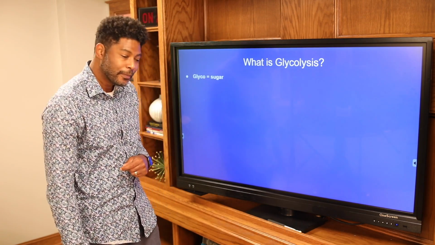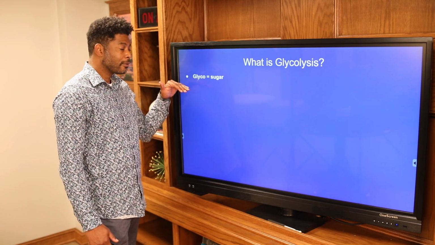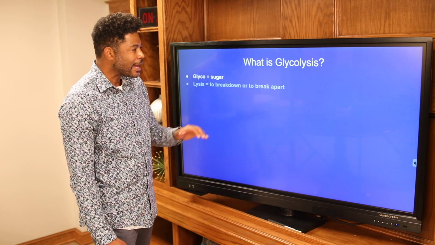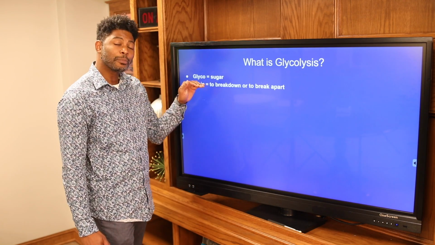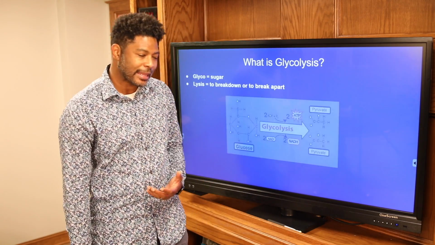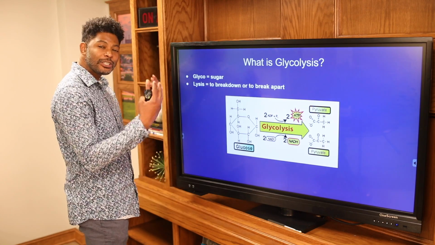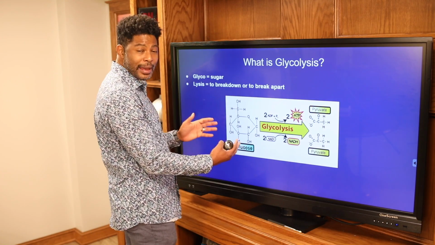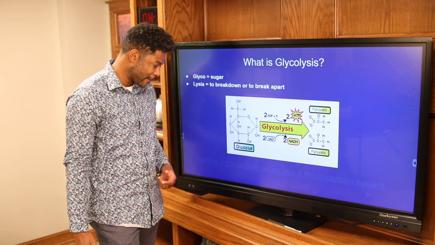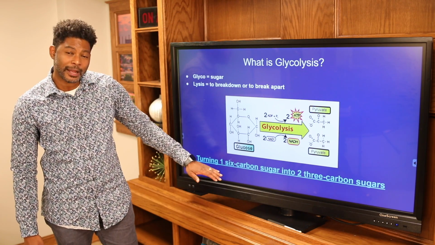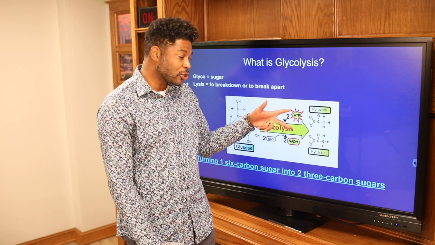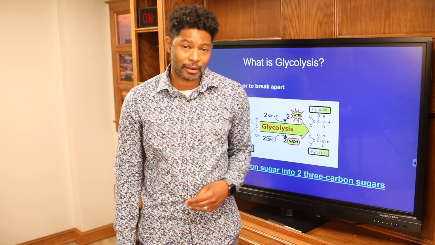So first of all, glyco means sugar. Okay? Okay, cool. No problem. Lysis means to either break down or break apart. So when you look at glycolysis, what you're actually doing is taking a sugar molecule and you're breaking it apart. To be more specific, you're taking a sugar molecule with 6 carbons and you're breaking it apart to give you 2 sugar molecules with 3 carbons.